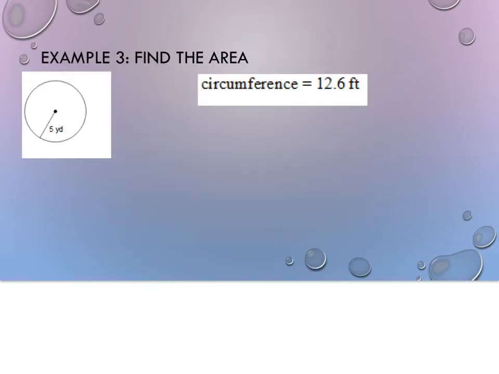Okay, let's look at example 3. Find the area. The first of the 2 problems is super easy. That's like 4th or 5th grade. So let's tackle that one and find the area of the circle.